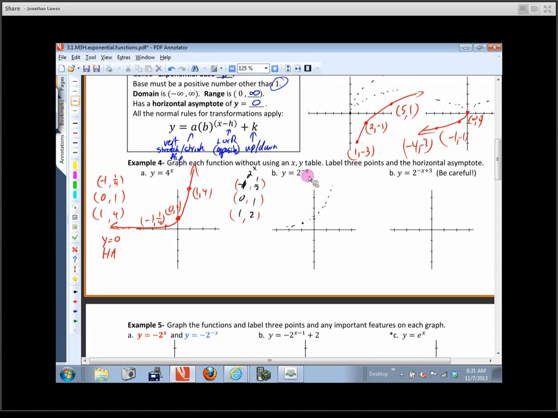What does the negative do to this? Horizontal flip, right? So it's going to take the stuff that was over here, flip it over here. That point's going to stay right where it is, and that's going to be 1/2. So the graph, instead of starting down here and going up, it's going to start up here, and it's going to go down. It's going to have a horizontal asymptote of y equals 0 over there, and this point would be -1, 2, 0, 1, and 1, 1/2. Any questions there?